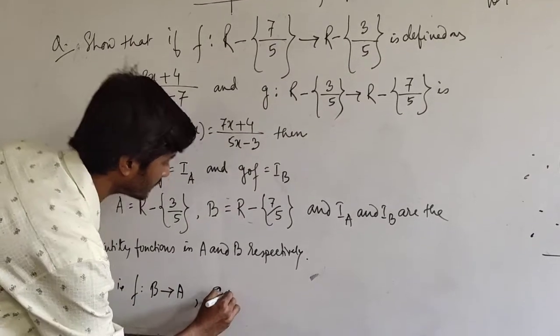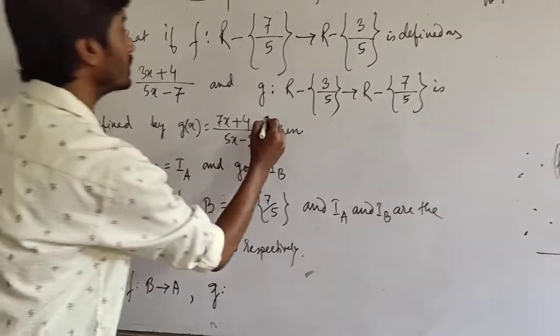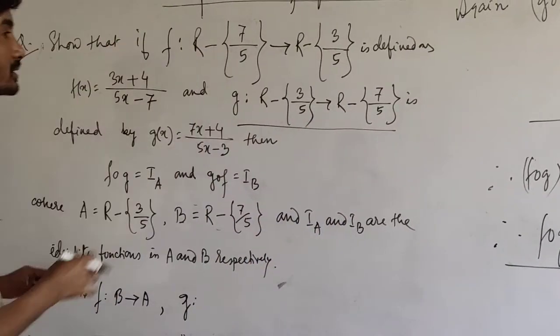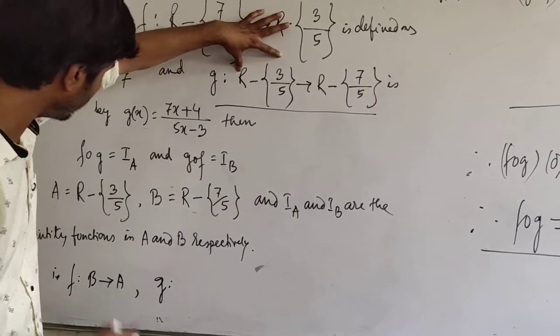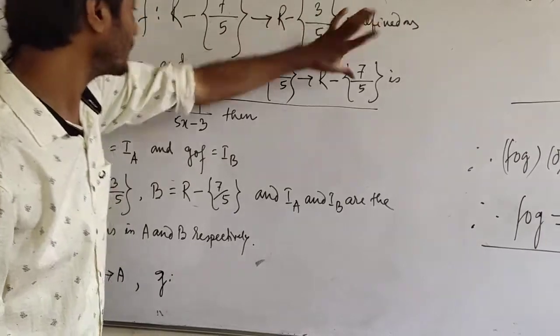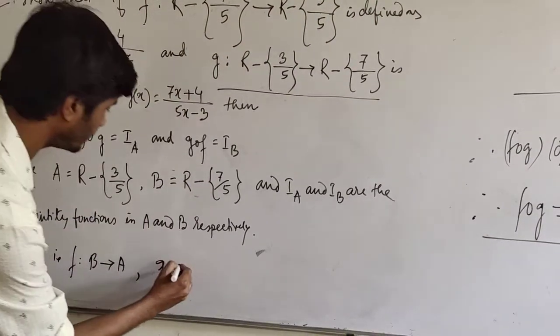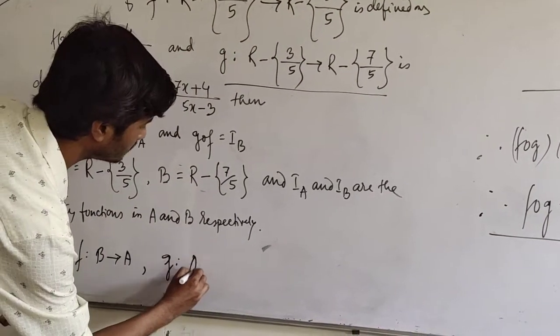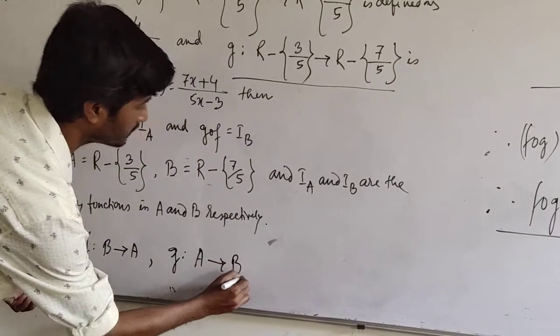And G is a function, from here we saw the G definition. G is a function from this one, which is given as A, and this one is given as B. Therefore G is a function from set A to set B.